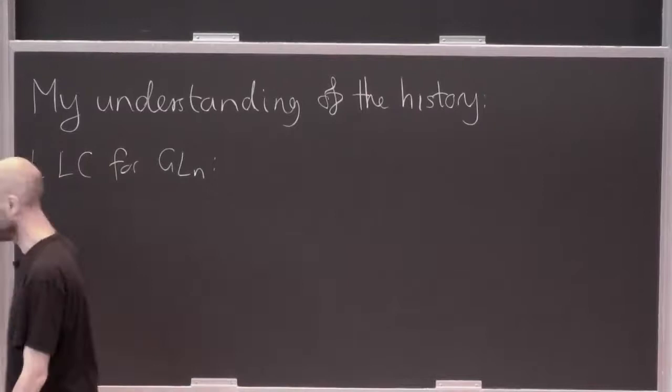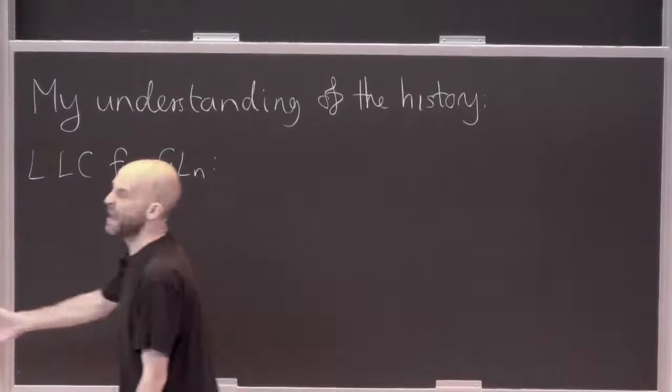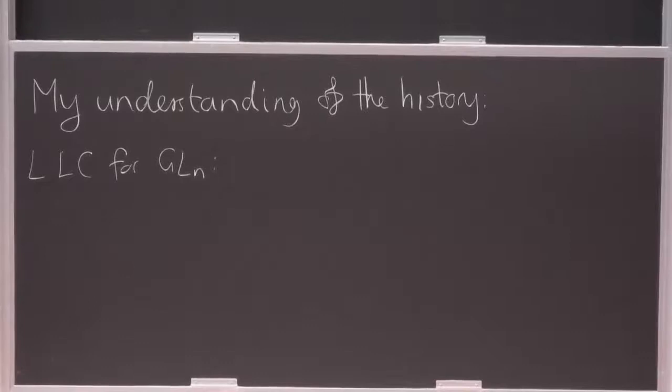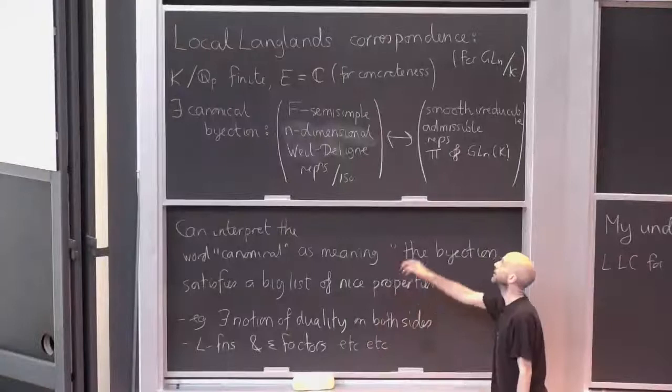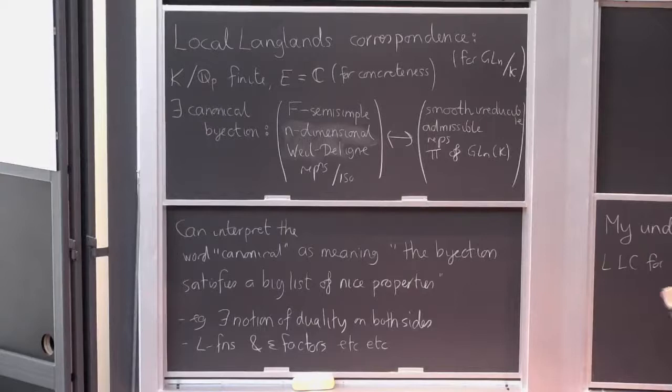For example, there's something called epsilon factors of pairs that turns out to be absolutely crucial. Given rho 1 and rho 2 on this side, you can define epsilon of rho 1 comma rho 2. And given pi 1 and pi 2 on this side, you can define epsilon of pi 1 comma pi 2. And if rho 1 matches with pi 1 and rho 2 matches with pi 2, then epsilon of rho 1, rho 2 should be epsilon of pi 1, pi 2.